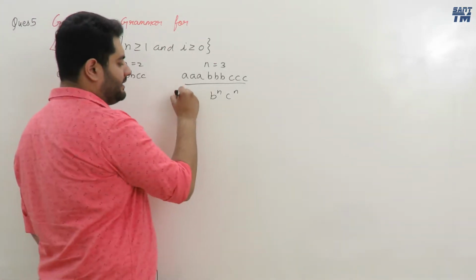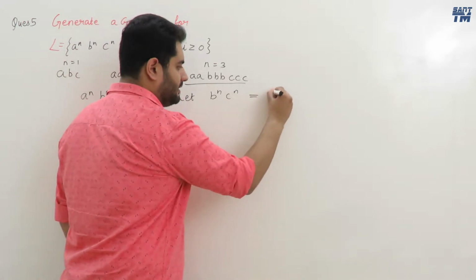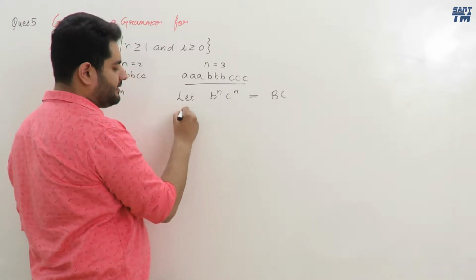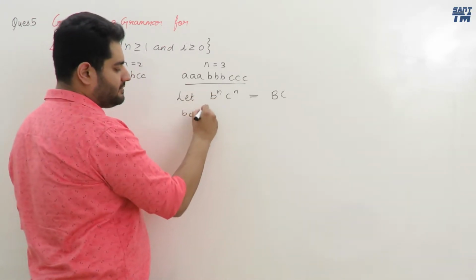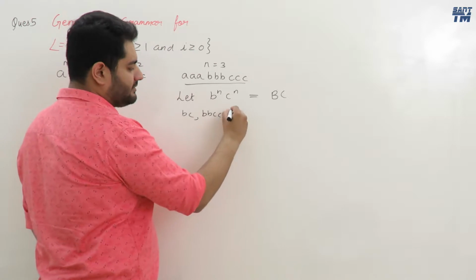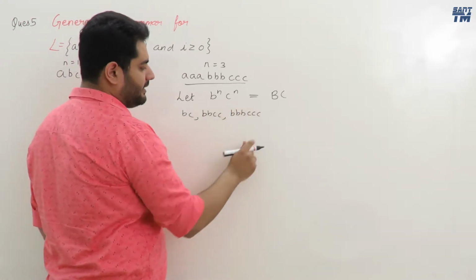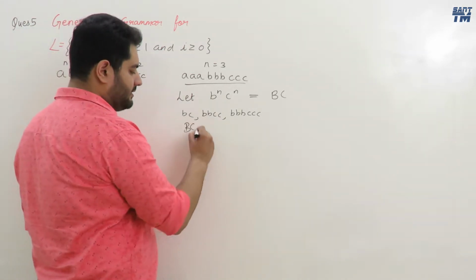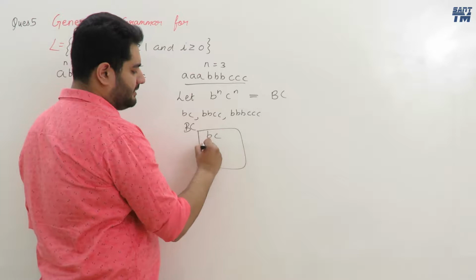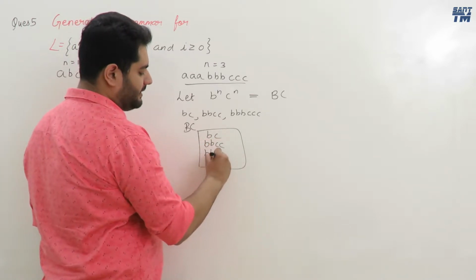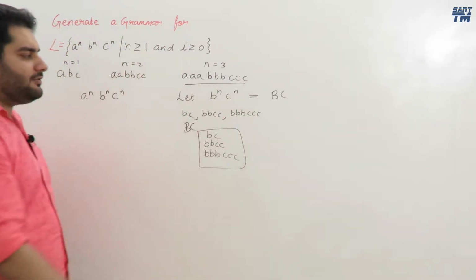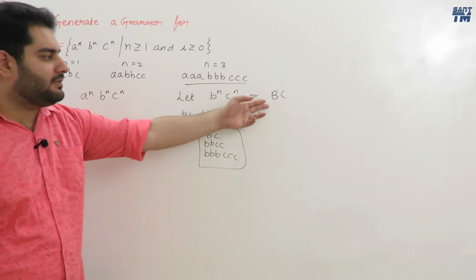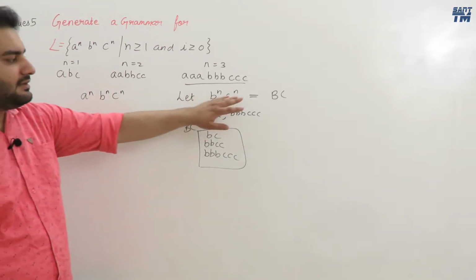So let b^n c^n be equal to BC. What is BC now? If n = 1, then the string will be BC. If n = 2, the string will be BBCC. If n = 3, the string will be BBBCCC. If n = 4, then there will be 4 B's and 4 C's. BC is a general term for all these strings. Whatever the value of n, all the strings generated by their combination would be under the category BC. So b^n c^n is equal to BC.